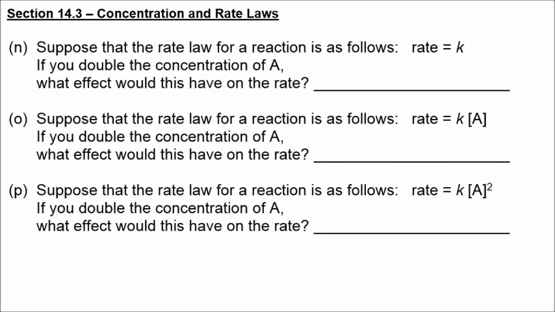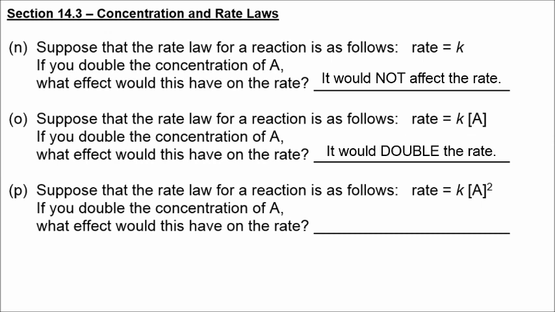If we have a zero order rate law and you double the concentration of A, this would have no effect on the rate. If we have a first order rate law and you double the concentration of A, it would double the rate. If you have a second order rate law and you double the concentration of A, it would cause the rate to be multiplied by 4.